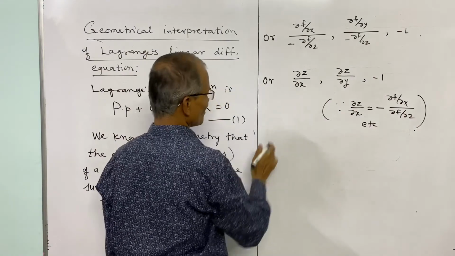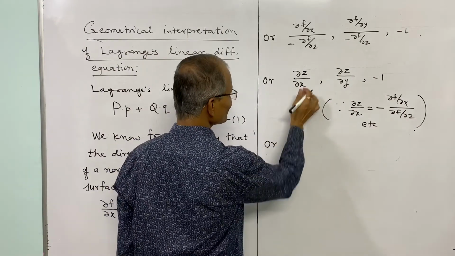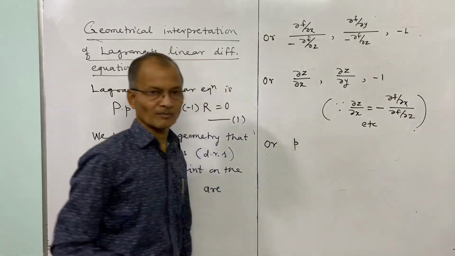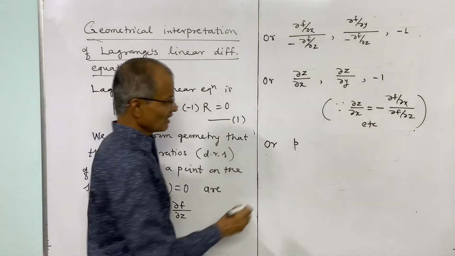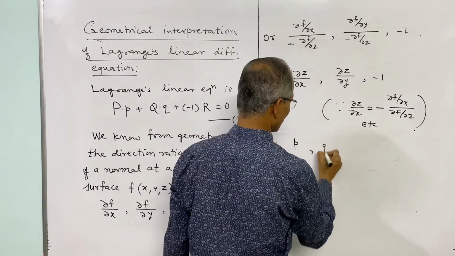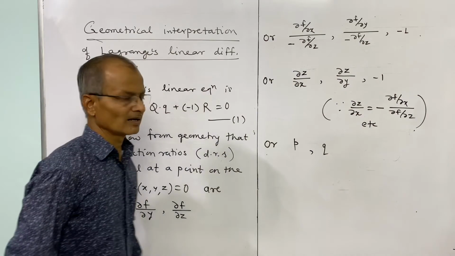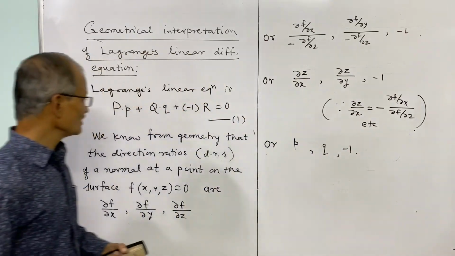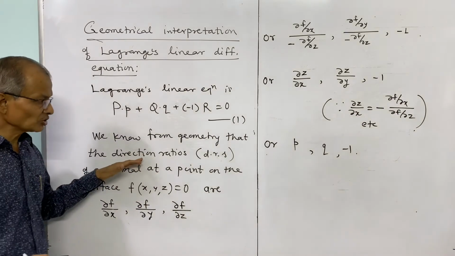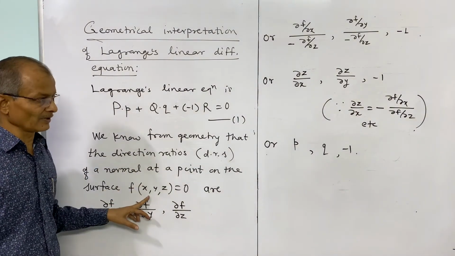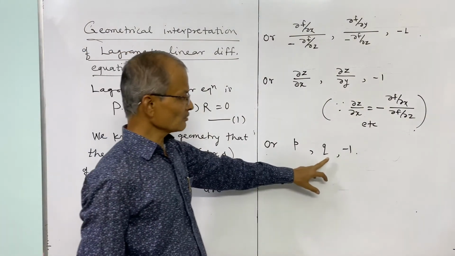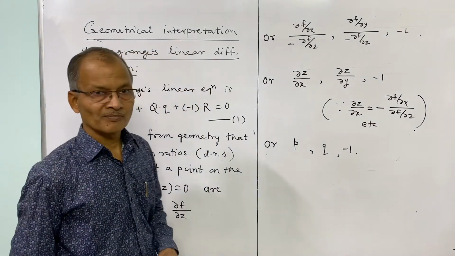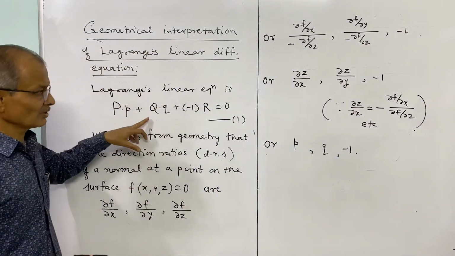And what is this now? This we have denoted by small p, the partial derivative of z with respect to x. This we know we have denoted by small q, and the last is minus 1. So what we have obtained is that the direction ratios of the normal to this surface are small p, small q and minus 1.